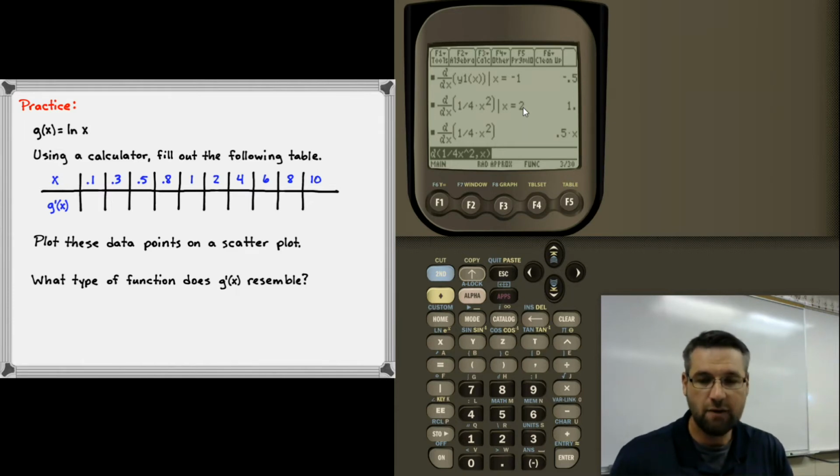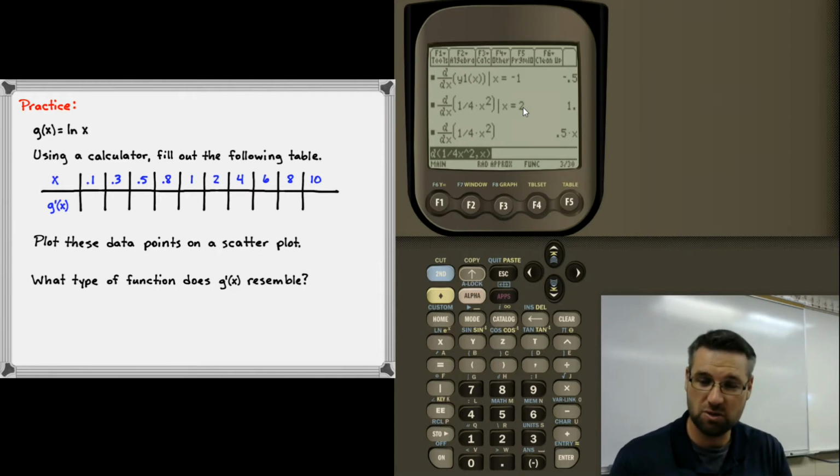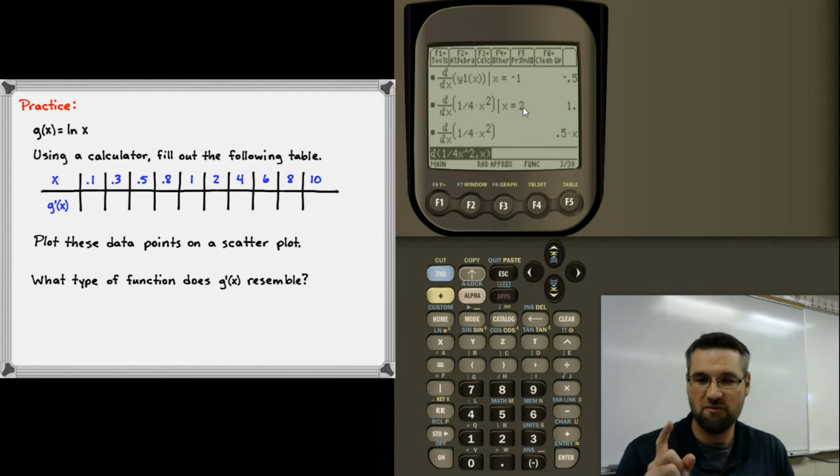So you may not know how to do that with your calculator. That's okay. If you want, you can use Desmos to do that, and that's all right. But you can plot those points, and then our goal is to figure out the function that is produced when we take the derivative of natural log of x. And you're going to find that it's actually a pretty cool relationship here. So go ahead and pause the video, spend some time figuring out these values, plotting the points, and then when you're ready, come back on here and see how you did.